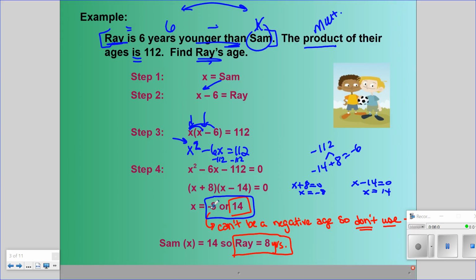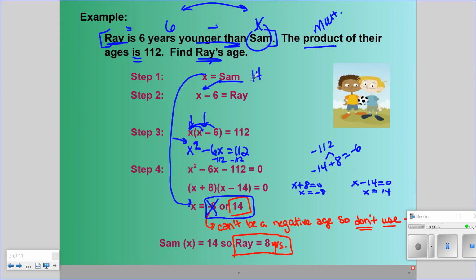Hopefully, you recognize that negative 8 really doesn't make sense for someone's age. So that solution is not possible in this word problem. The only one that's possible is that X is Sam. Anyways, for whoever's age, they can't be negative. So X, remember, stands for Sam. And so this is telling us that Sam must be 14. He can't be a negative age.